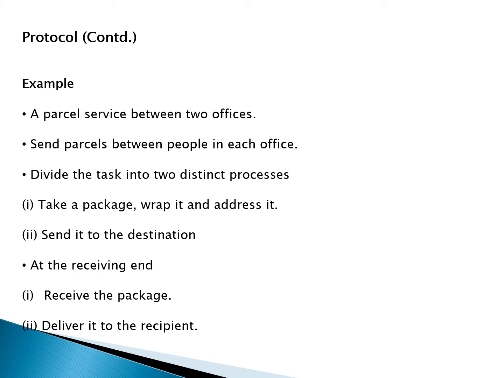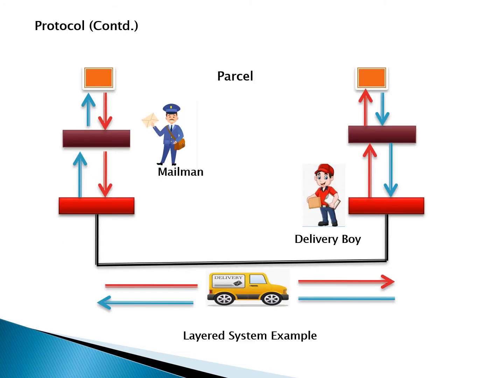First, we will divide the task into two distinct processes. First, take a package, wrap it and address it, and then send it to the destination. And at the receiving end, first receive the package and then deliver it to the recipient. Here is a simple diagram to illustrate this process.